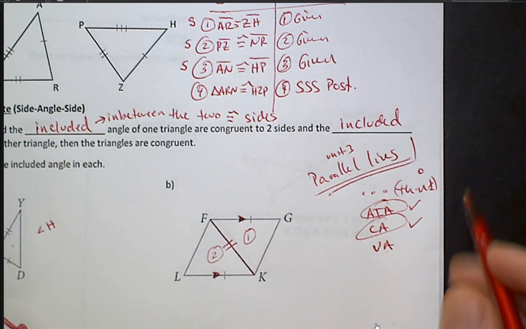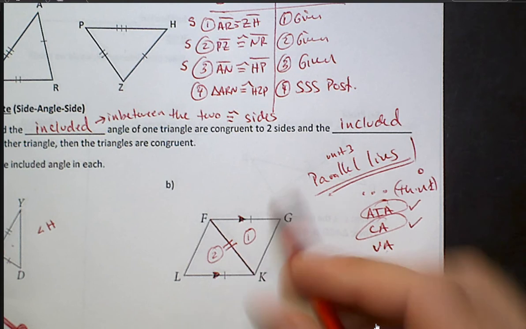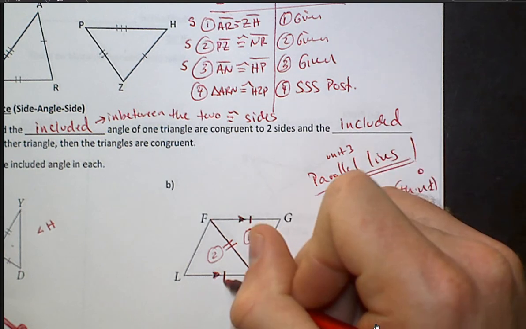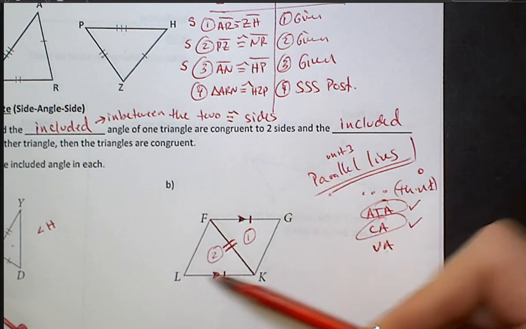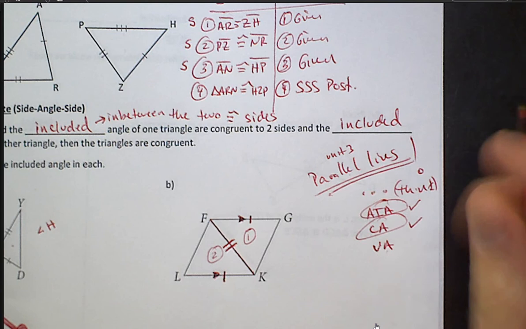So now, because I have a single tick mark here and a single tick mark here, I had to use 2, okay? Because we don't know that FK is equal to LK or FG. We don't know that. That's why it gets 2.